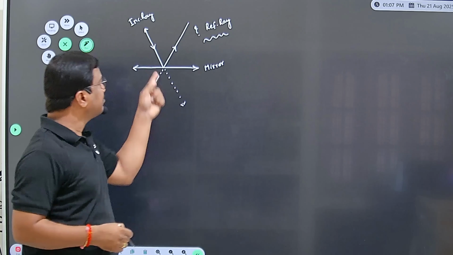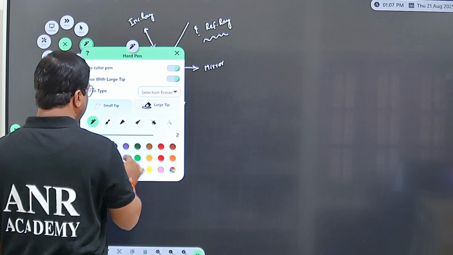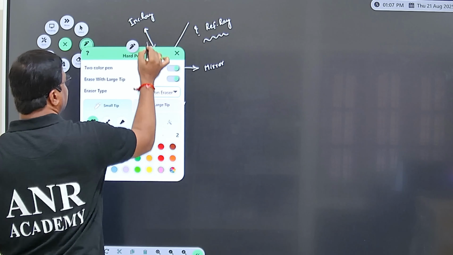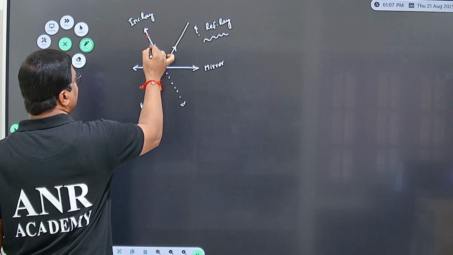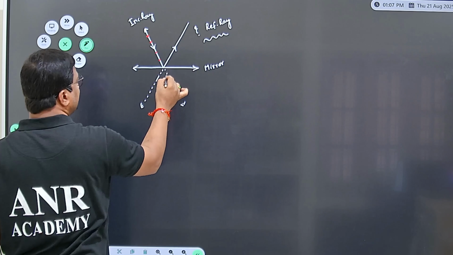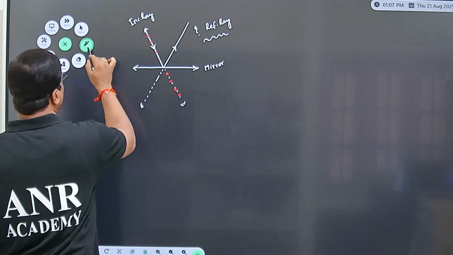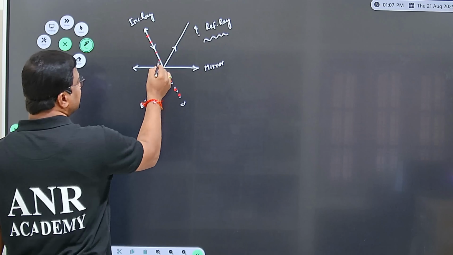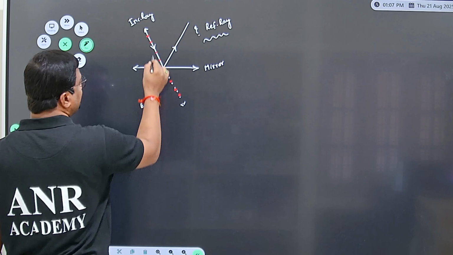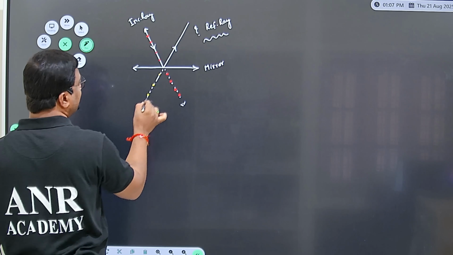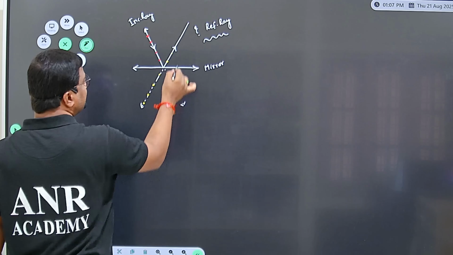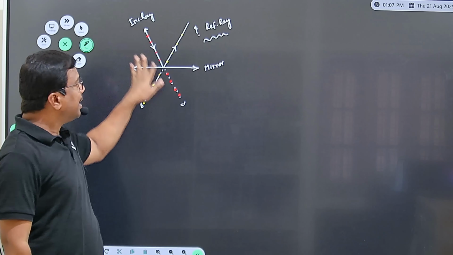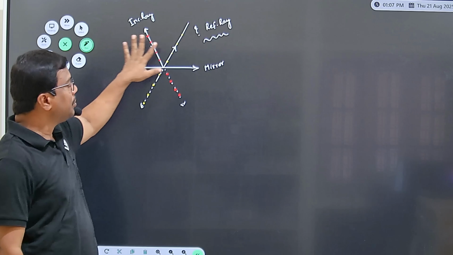The incident ray is given. Image points with reference to the mirror: here the collection of points you have here, here, here, here and here, right? Now the image of all these points with reference to this mirror, you will get here: image of this point here, image of this one, image of this point, and so on. Image of all these points we get here. So the incident ray and reflected ray, those you have here.